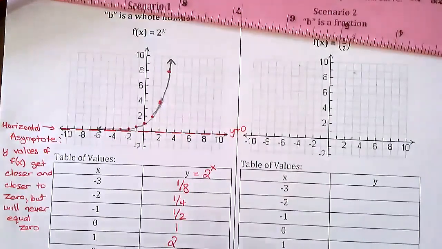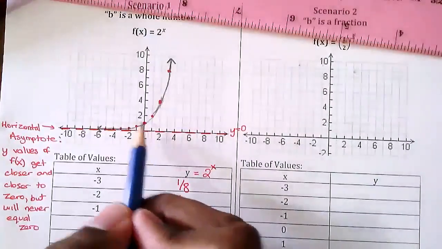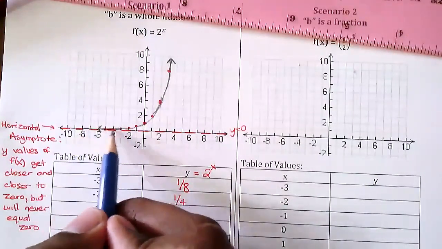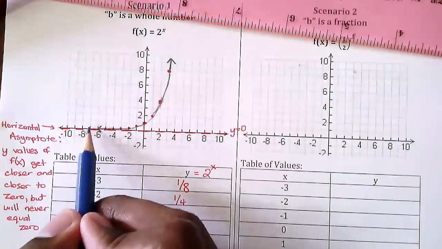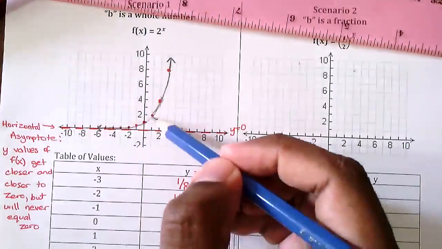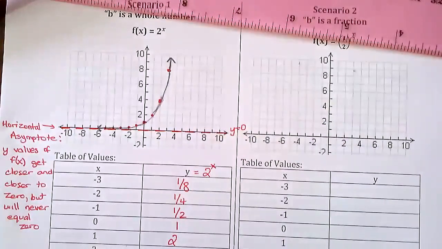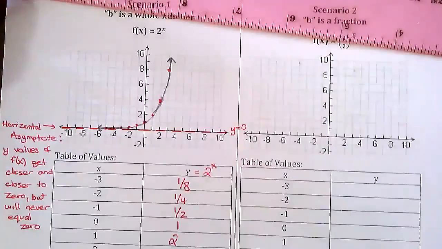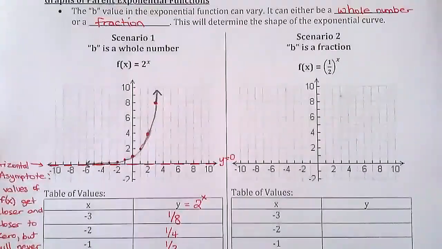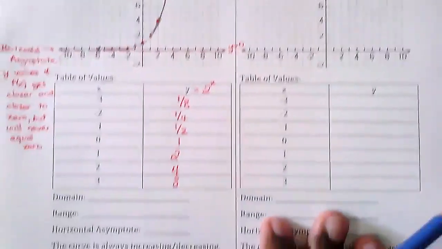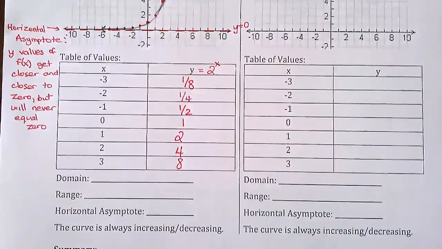So with exponential functions, on one half, we see that the function is approaching a specific value, getting closer and closer to that value, in this case 0. Whereas on the other side, the exponential function is sharply shooting up in a curve. So that's an example of when the b is a whole number, so 2 to the power of x. Let's answer some of these questions.